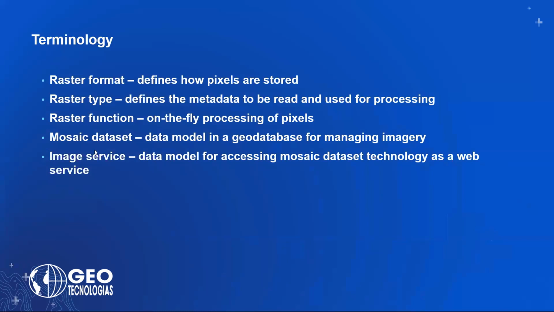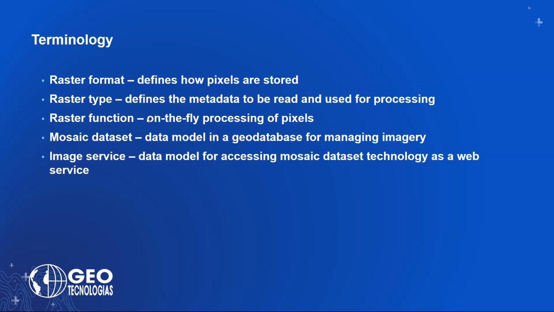Just a couple bullet points of some terminology that we tend to get into when we talk about using imagery in our platform. When I refer to raster formats, I'm really just referring to how the pixels are stored. So these are things like GeoTIFFs, COG, JPEG, etc. Raster type is the metadata that can be read and used for processing. It's a term that we use within our system that allows ArcGIS to distinguish what sensor you're working with. So for example, it knows if you're working with Landsat 8, or WorldView 2, etc. Raster function, these are just image processing capabilities.